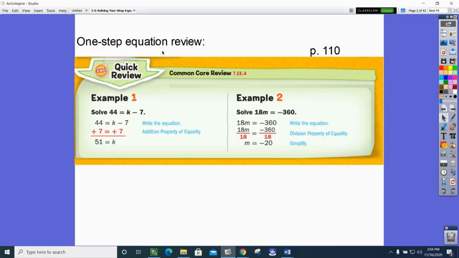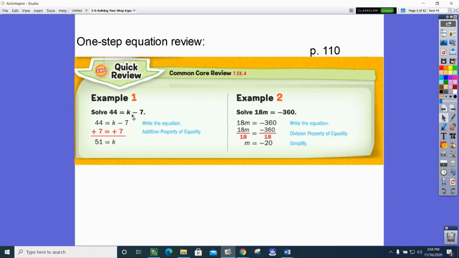And some of these just seem downright silly. Like you look at that and you're like, I can figure out the answer and I understand that. But in a second, I'll explain why we need to show the steps. So this is called a one-step equation. Equivalence means equal. So on one side of the equation, we have 44. And on the other side, we have a variable minus 7. So we want to know what number, when you take away 7, do you get 44?